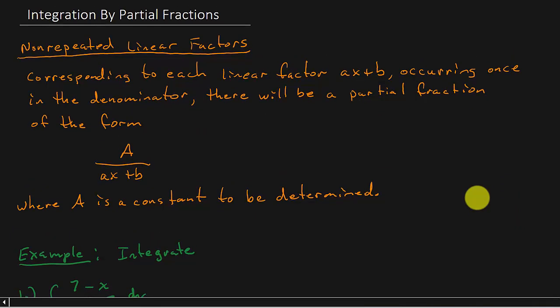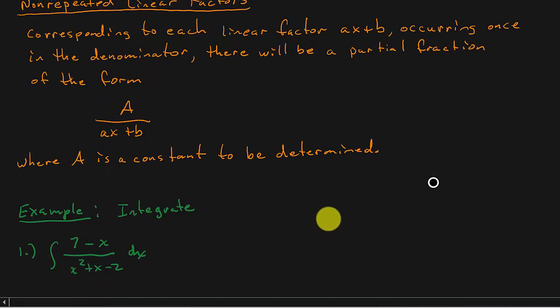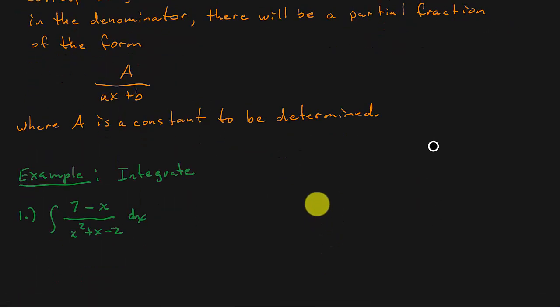So, non-repeated linear factors. Corresponding to each linear factor, ax plus b, occurring once in the denominator, there will be a partial fraction of the form A over ax plus b, where capital A is a constant to be determined. We'll have to figure out what A is. All right, so let's look at an example.